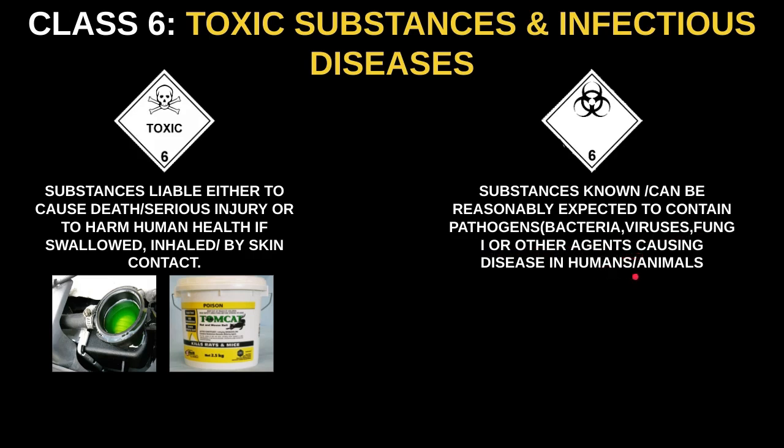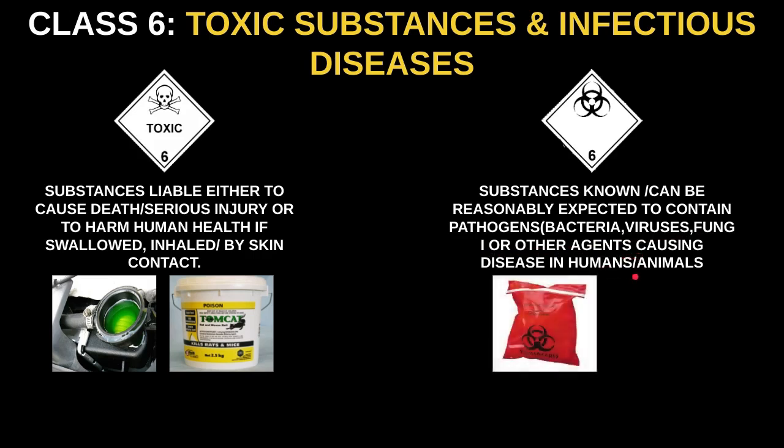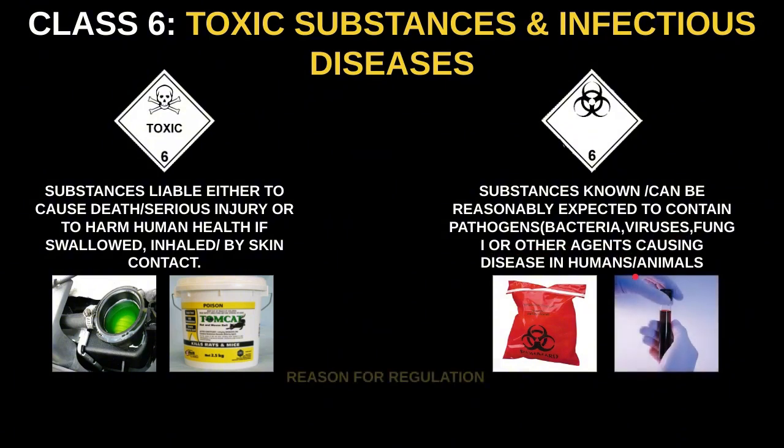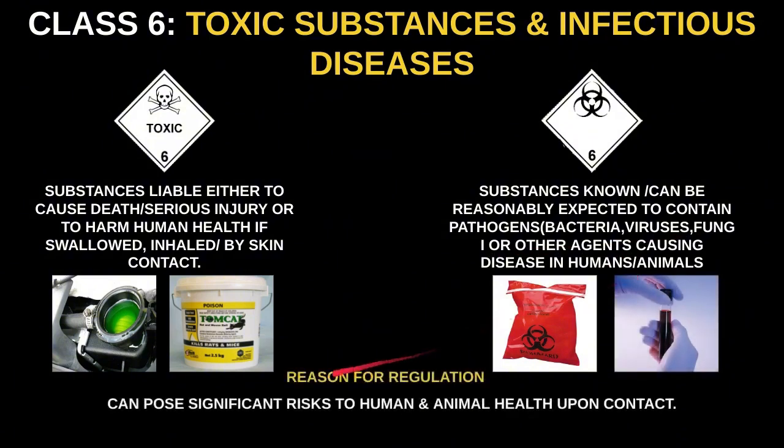What is the reason for this regulation? Both groups pose significant risks to human and animal health upon contact. Examples include rat poison, which is a toxic substance; pathogen samples, which is an infectious substance. Always handle these substances carefully and use protective equipment.